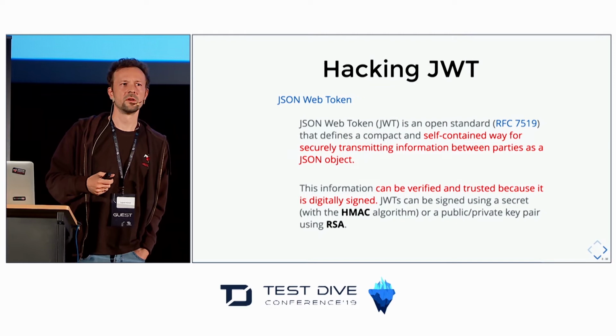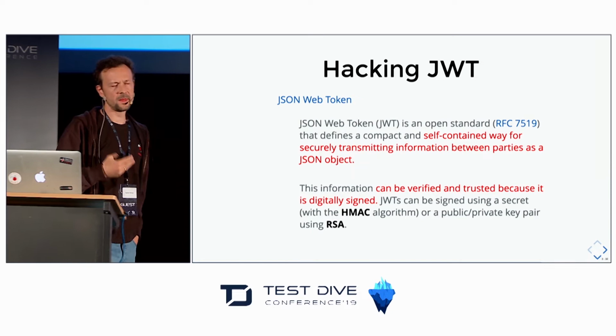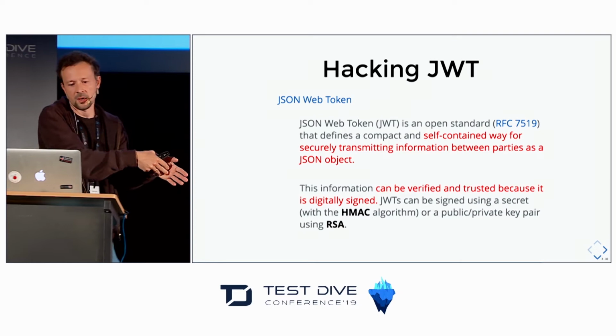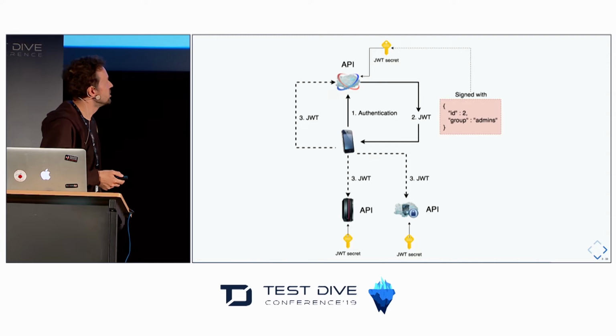Yeah, it's really popular within APIs. So the definition is quite simple. JSON Web Tokens, or JOTs, are used to transfer data from one point to another using a JSON object. And within APIs, it is used, for example, in this scenario.